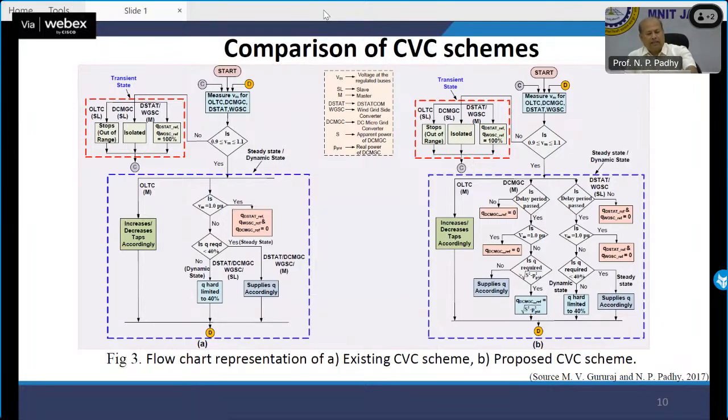Okay. So right hand side, actually you could see the blue block, no? That block has now been changed in a different way. So what we are saying is, look, if the voltage is within 0.9 to 1.1, fantastic, no problem. If it is not, then you go to transient state. If it is yes, then you go to steady state. As per the OLTC, we are not arguing for any changes.